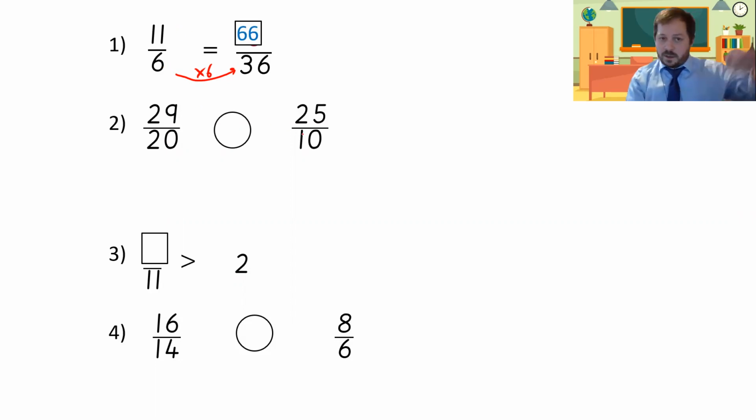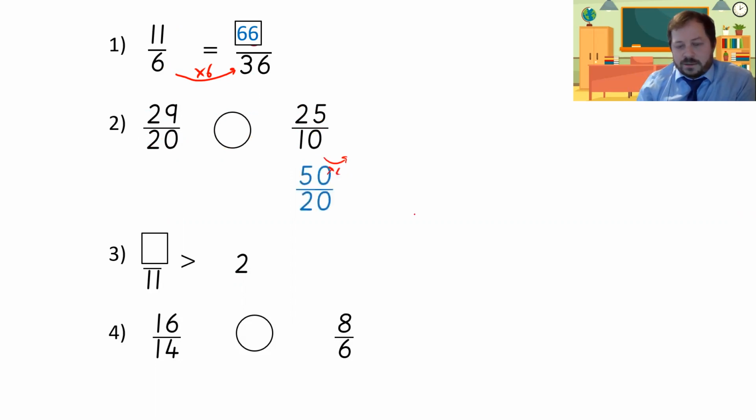Then we're comparing here one fraction with another. Doesn't matter at the moment about the top two, but what we can see is a relationship between 20 and 10. 20 is 2 times 10. So if we times this by 2, we can find out that it's the same as 50 20ths. Then we compare the 50 to the 29, and we can say it's very much bigger.